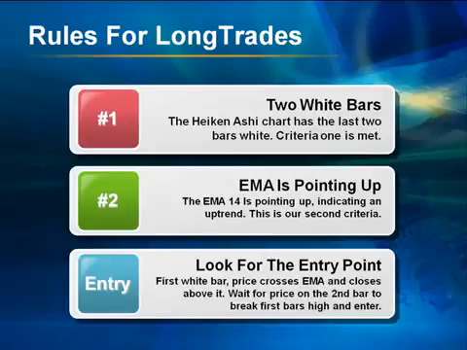Largely these are the same as they were for short trades. The difference is of course that they're reversed. So in this case we're looking for two criteria again, but instead of looking for red bars we're going to look for two white bars. So we need the last two bars on the chart to be white, and that's criteria 1 that we need to meet. And then once we've found those, we need to ensure that the EMA is pointing upwards. When the EMA is pointing up, we assume we're in an uptrend, and this is our second criteria.